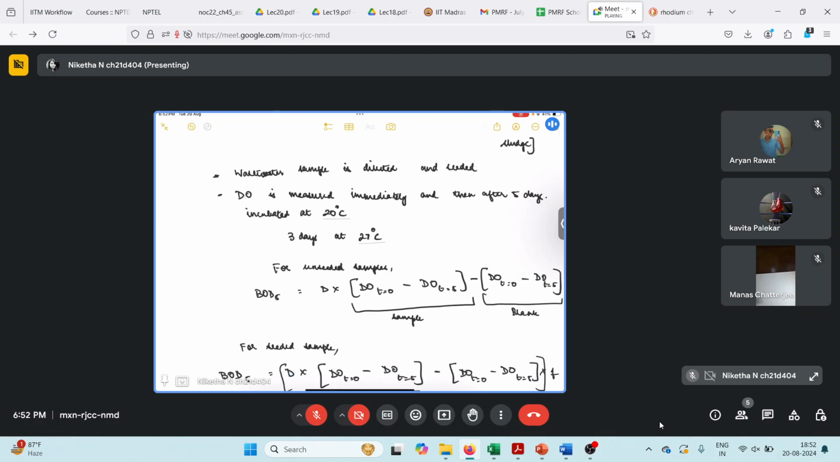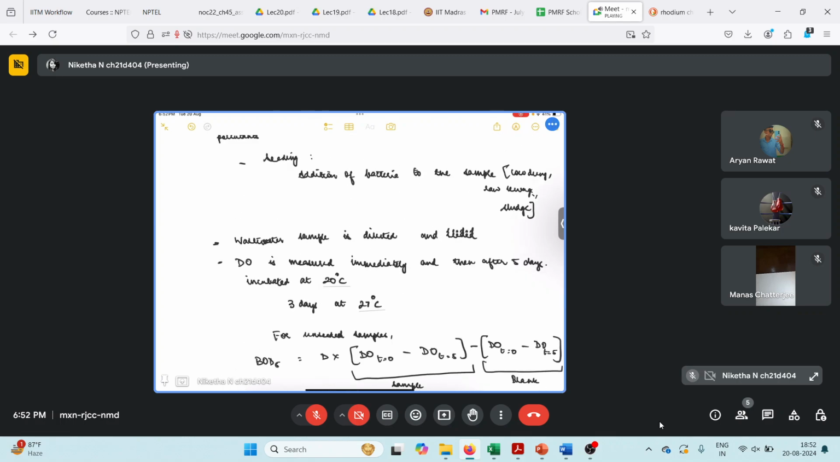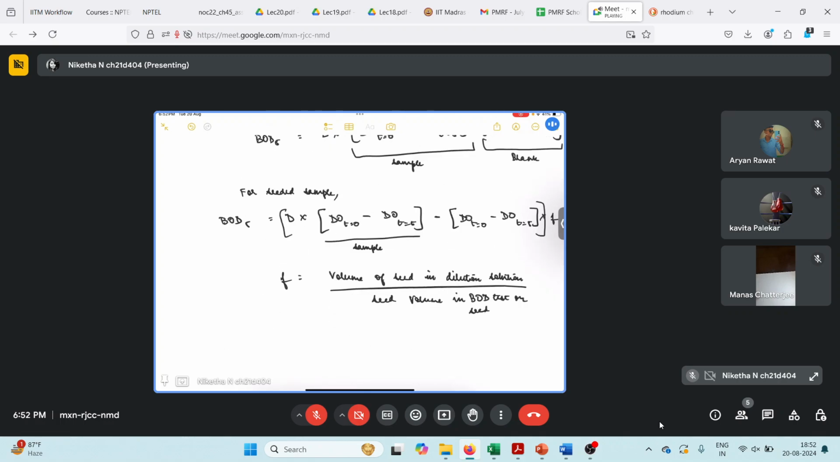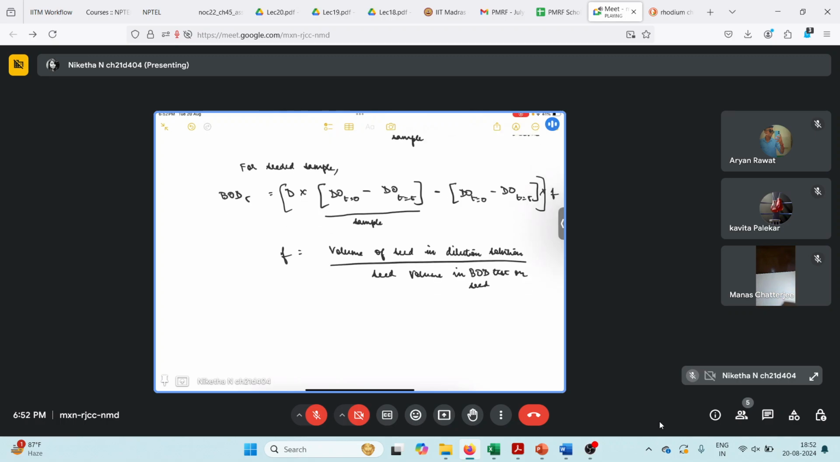Generally we will do some dilution because as it is, the wastewater will have a very high BOD, and sometimes when the BOD is very high, the oxygen may not be enough, and that's why the bacteria will die. So to avoid that, we are diluting the sample. That's why we are taking this dilution factor.